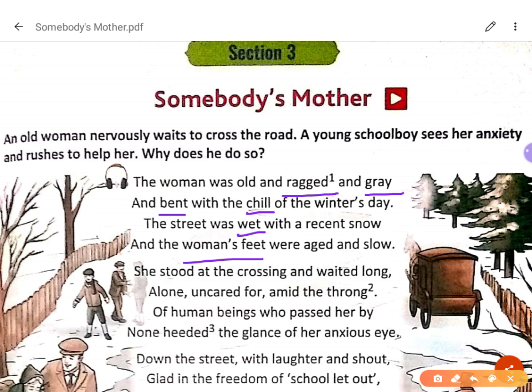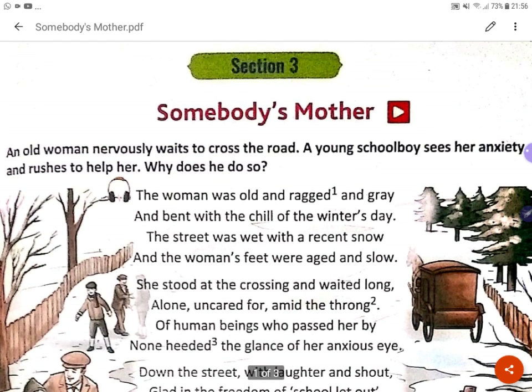Now let me explain this stanza for you. So in this, the poem starts with a woman who had worn torn clothes, and she was old and aged. As it was the winter season, and the winter was so cold and extreme to bear, the old woman was bent down. As it had snowed, the street had been white. The old woman was walking slowly because of her old age.